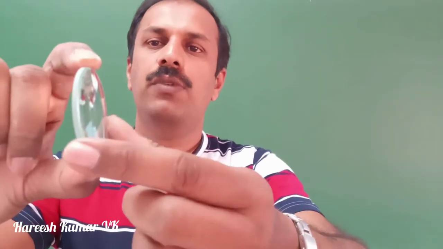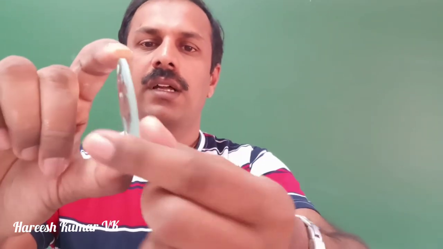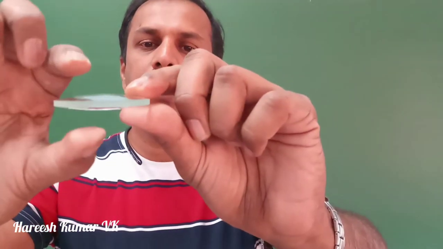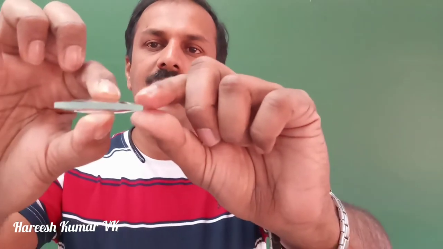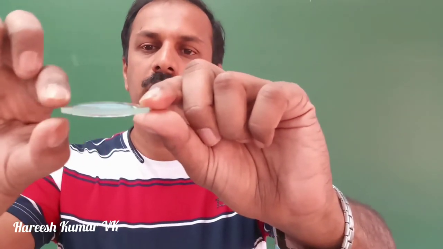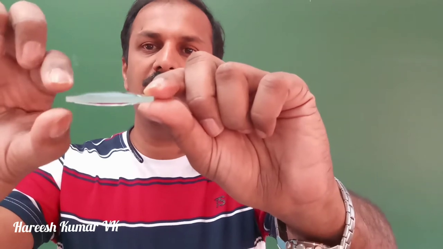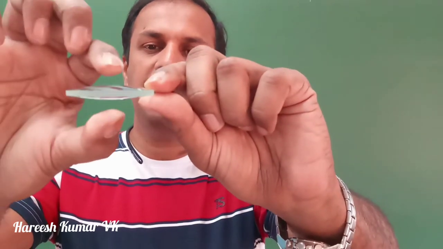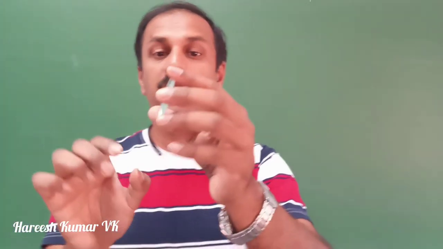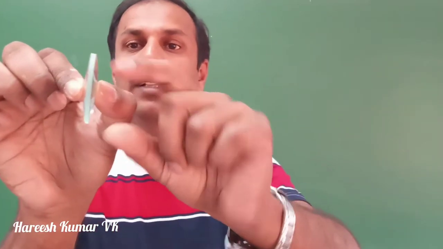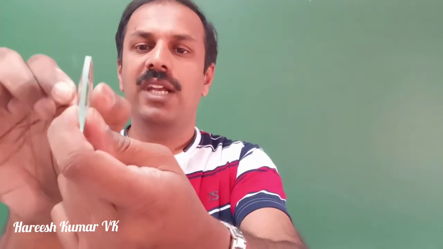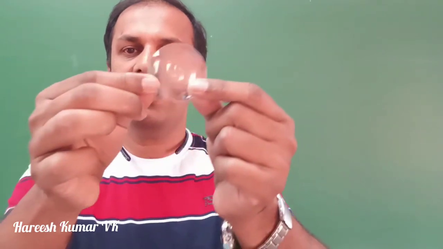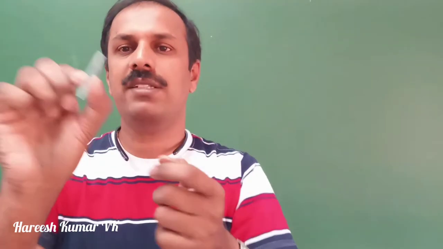Here you can see for a convex lens, the center of the lens is bulged outside and the end is towards down, or we can say the thickness at the end is less compared with the center. So such a lens where the thickness is more at the center and towards the edge the thickness is less, such a lens is called a convex lens.